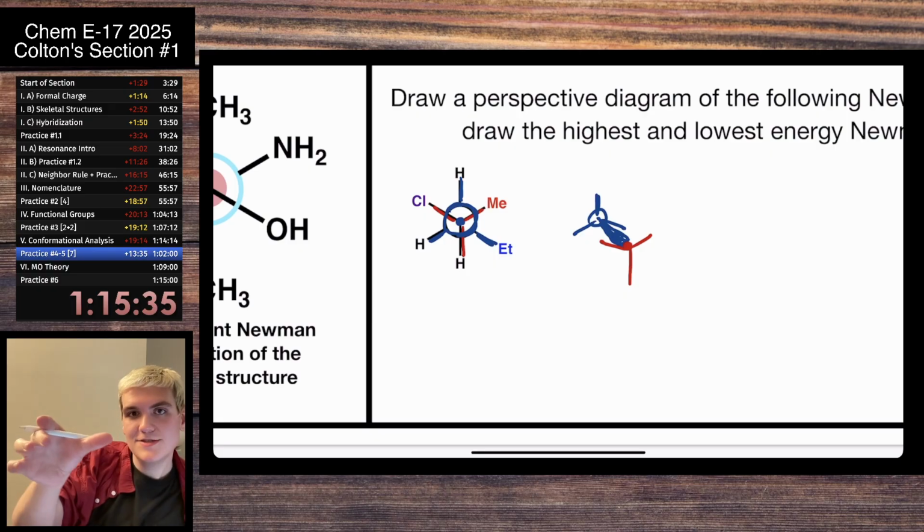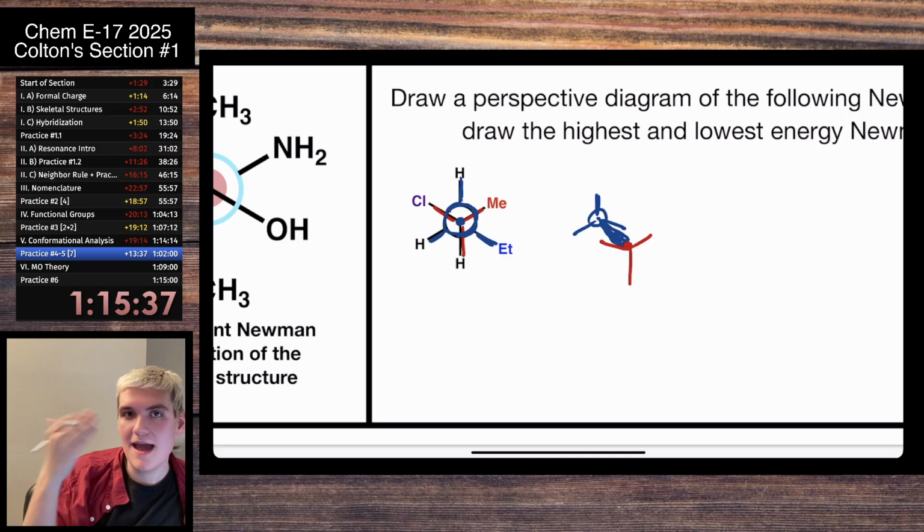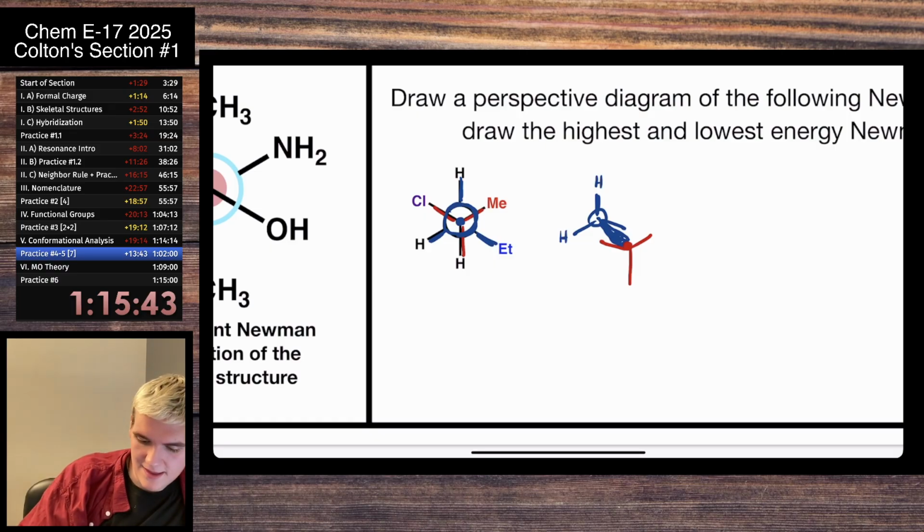And now all I did was just tilt it a little bit, and so everything's going to be in the same position. So on the back, the hydrogen's going to be up top, the other hydrogen's going to be on the left, and the ethyl is going to be on the right. And on the front, we are going to have the methyl on the right, the chlorine on the left, and the hydrogen down.